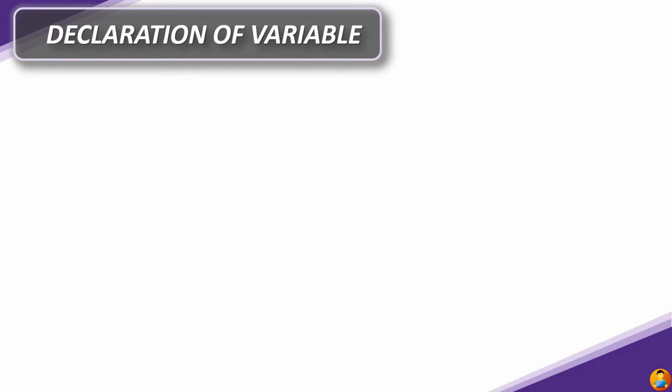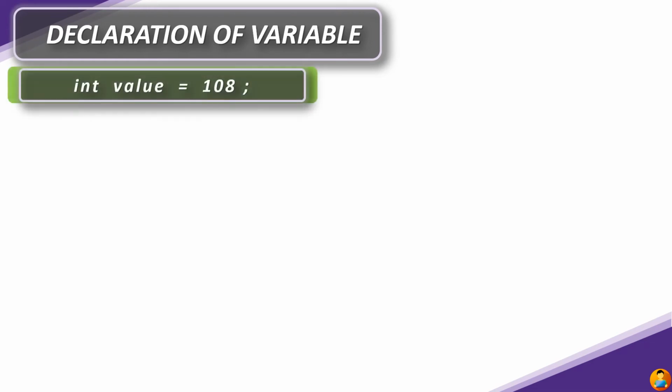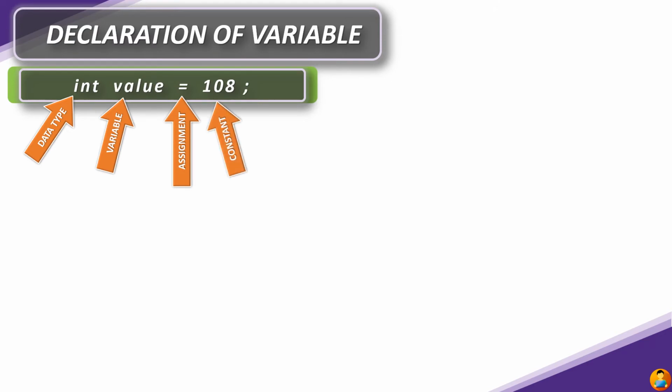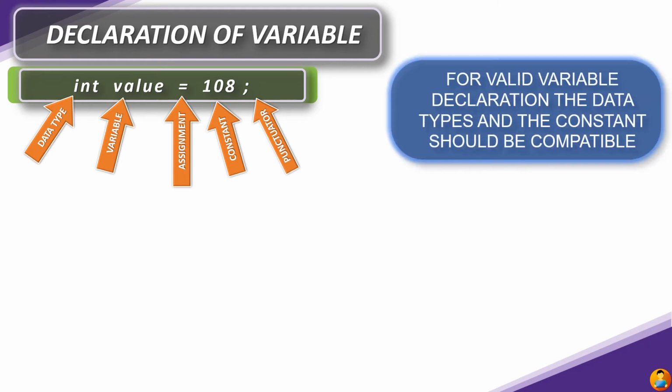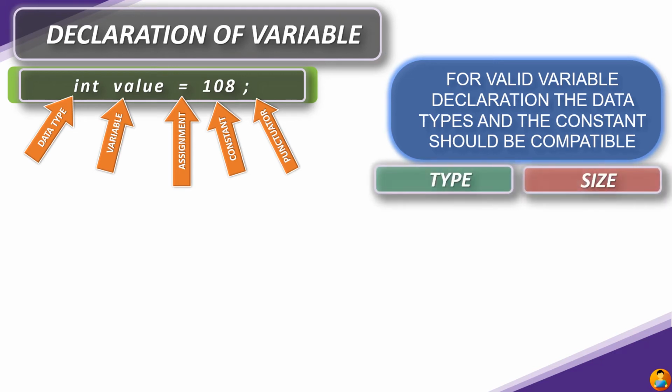Now, we shall discuss how to declare a valid variable in Java. Let us consider an example. int value = 108; Let us summarize what we have learned. Int is a data type, value is a variable, equals sign is an assignment operator, 108 is a constant, and semicolon is a punctuator. So for valid declaration, the data type and the constant value assigned to it should be compatible. That is, a specific data type should be assigned to a specific constant and it should lie within the range.